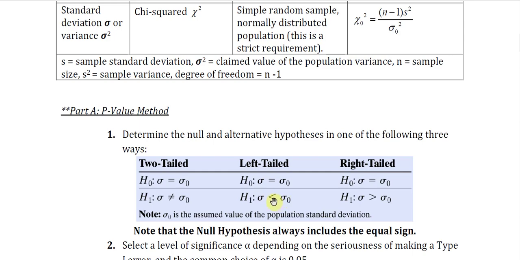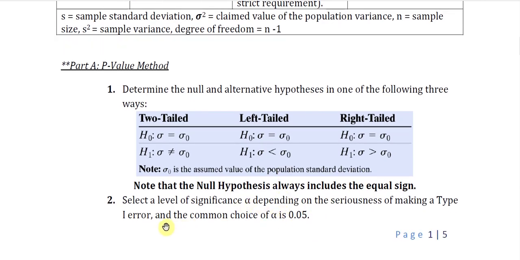So you can think of it this way again. The arrow pointing to the left is the left tail. The arrow pointing to the right is the right tail. And the null hypothesis always includes the equal sign. And the next step is to select a level of significance alpha, and this will depend on the seriousness of making a type 1 error. The type 1 error is when you reject the null hypothesis when it is actually true. And the common choice for alpha is usually 0.05.